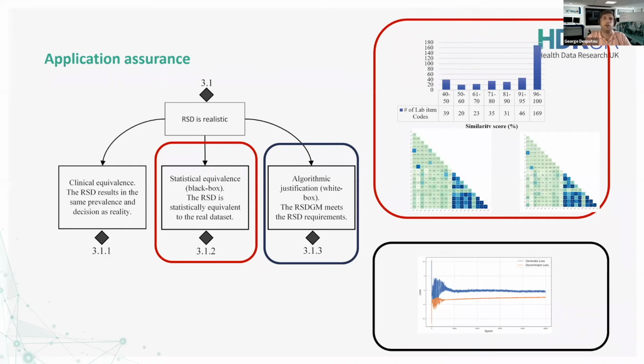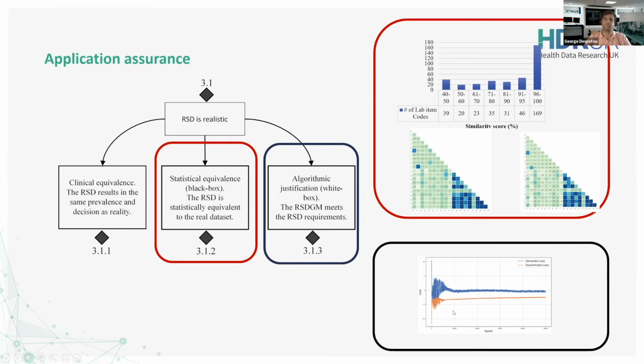Then, as we tried to develop that argument further, we came up with sub-claims, sub-arguments, if you will, about the statistical equivalence of the realistic synthetic data set and the algorithmic justification of the machine learning approach, or if you prefer, the explainability, although explainability in the literature is much more composite and consists of more steps than just looking at the algorithm. And then we looked at how we can support these claims using the evidence that we produced throughout this approach. So, for example, Jaccard similarity and the correlation matrix of the two data sets can be used to support statistical equivalence between the two data sets.